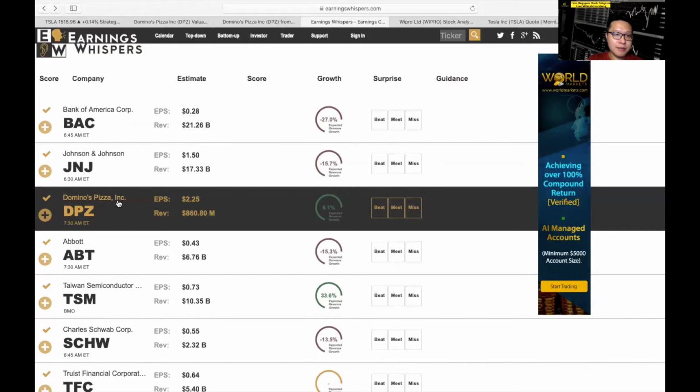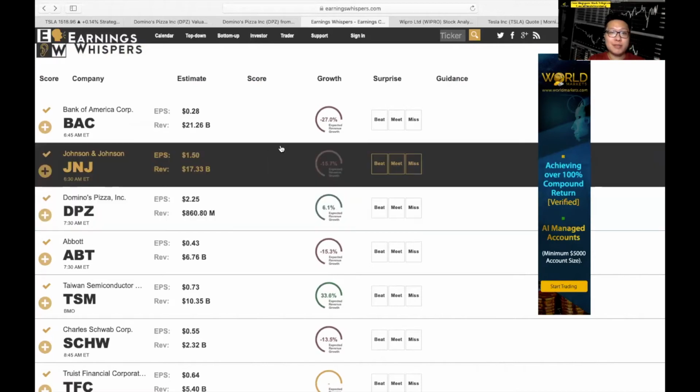During COVID-19, they did extremely well because everybody is stuck at home, but everybody still orders pizza. And the business model for Domino's Pizza is delivery. So their sales actually exploded.